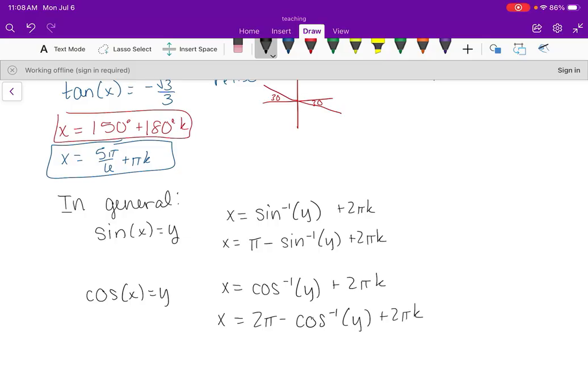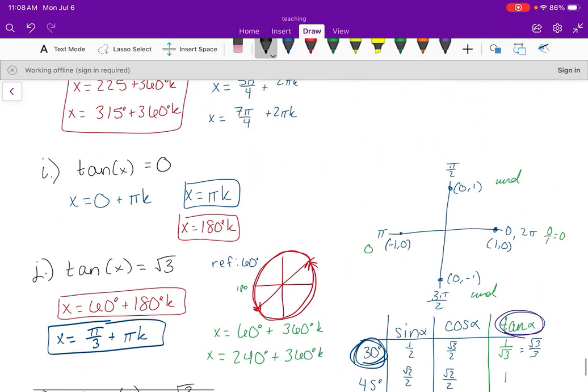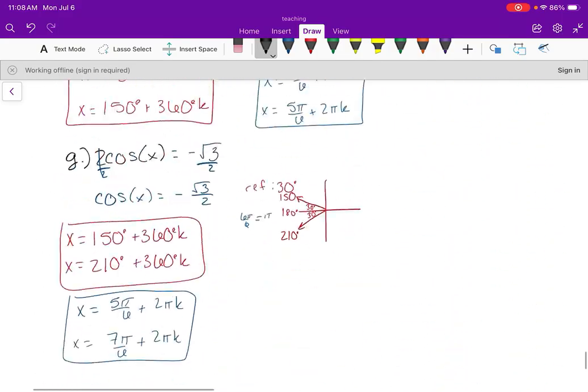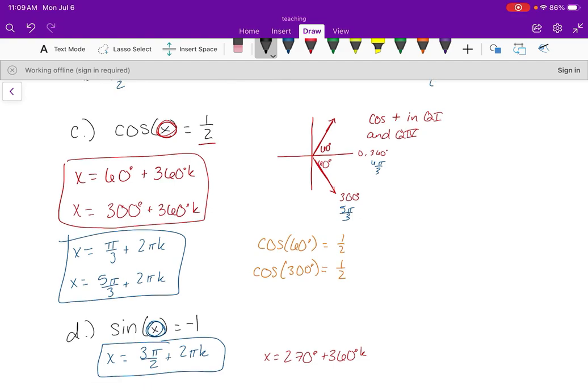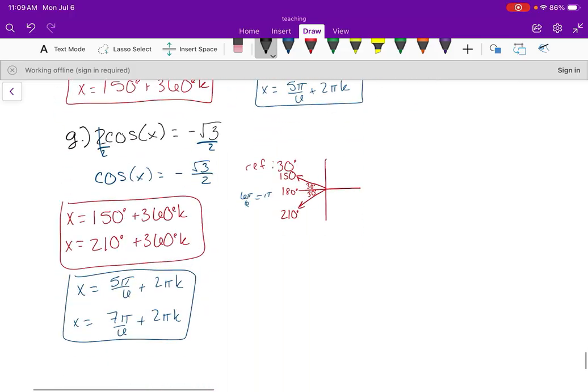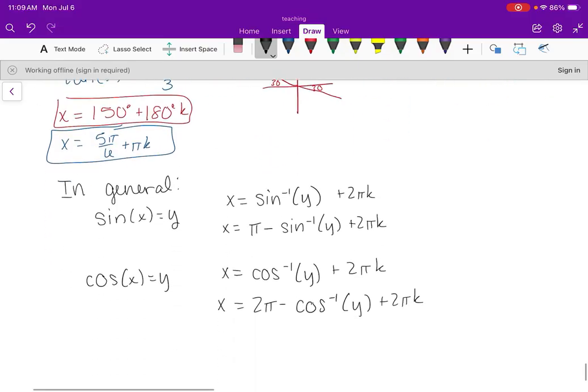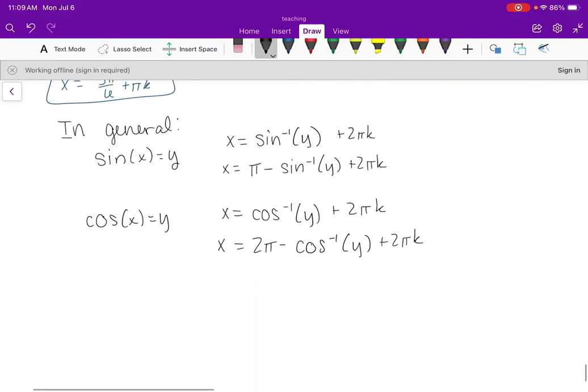And this is what we did when we went back and looked at cosine 1/2. Cosine inverse 1/2 would have given us 60 degrees. And then we did 360 minus 60 to get 300. So like we were doing the general form, I just was using reference angles to show it.